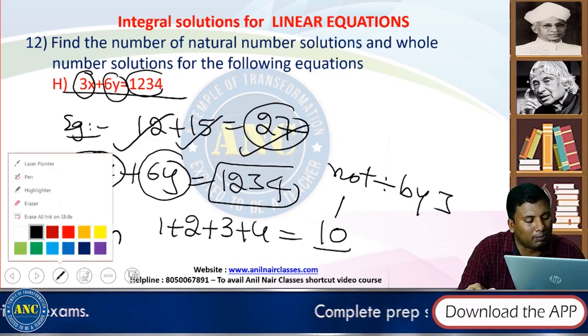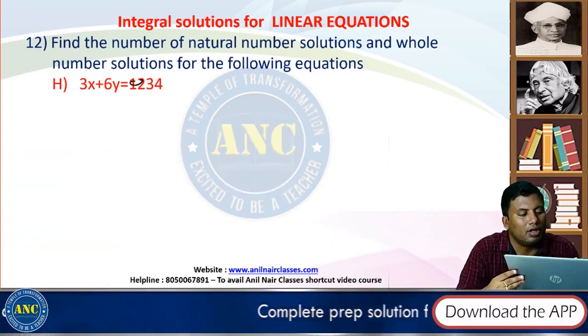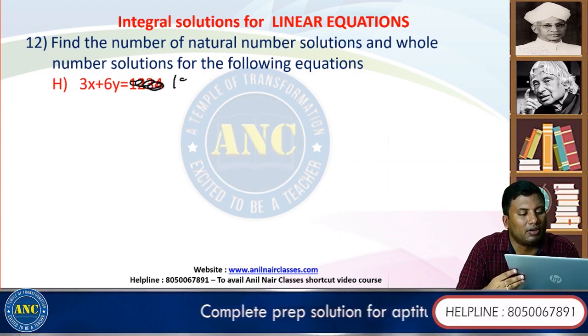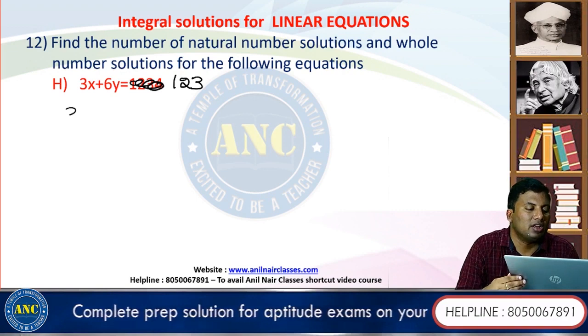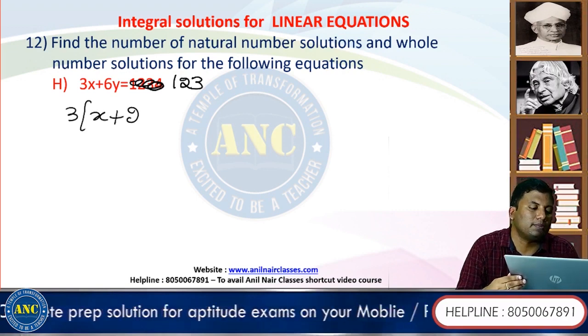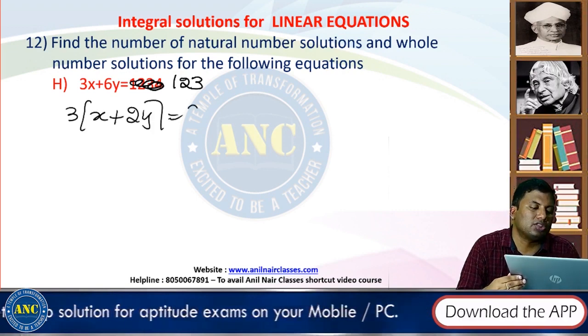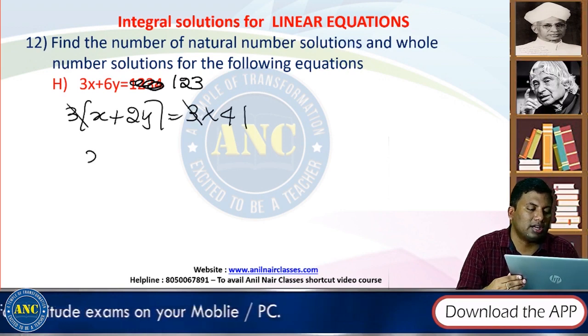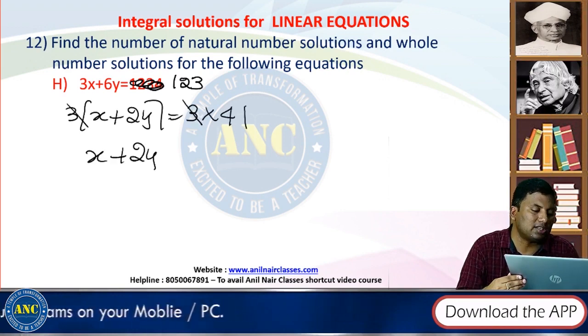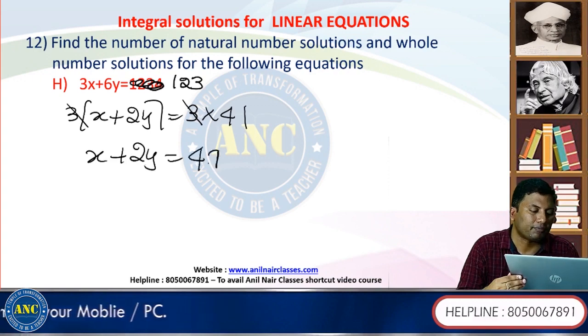Suppose it is a multiple of 3. Suppose it is 123. Condense it. So 3 into (x plus 2y) is nothing but 3 into 41. The 3 cancels. x plus 2y is nothing but 41.